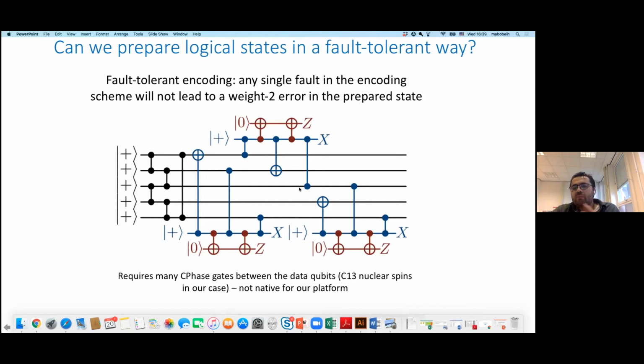But this scheme is not native for our gate implementation because it uses many C-phase gates between these data qubits, which in our case would be these nuclear spins. So that's not the most favorable scheme for our physical platform.